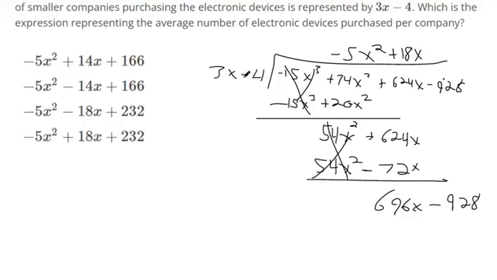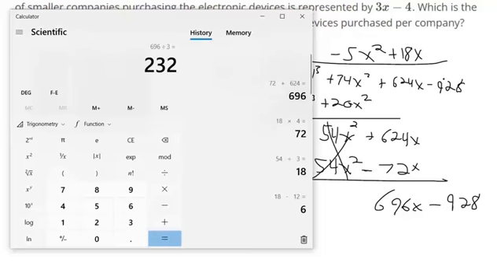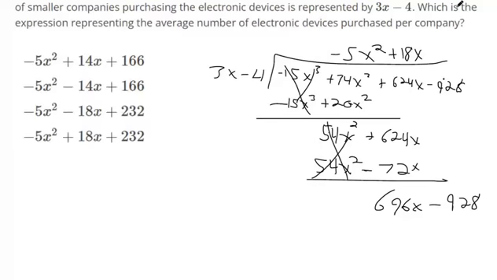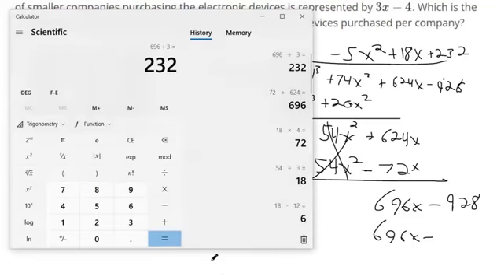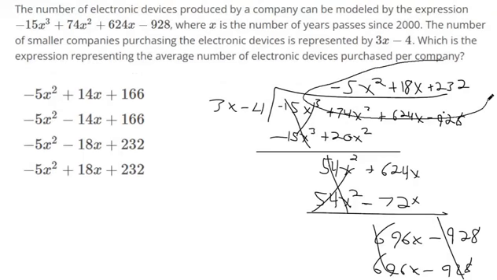We need something to multiply to 3x to make it 696x. Oops, divided by 3. That's 232. Because 232 times 3x makes 696x. And then 232 times 4 is 928, coincidentally. So if you subtract them, there's no remainder. Everything cancels out. So this is our answer to their crazy question.